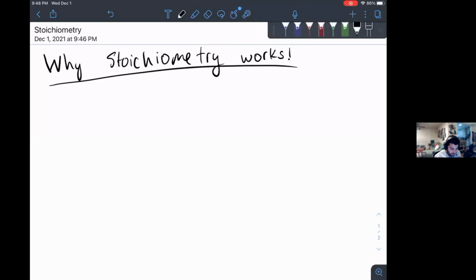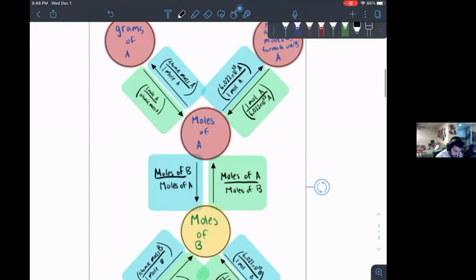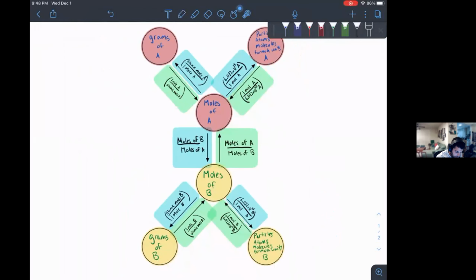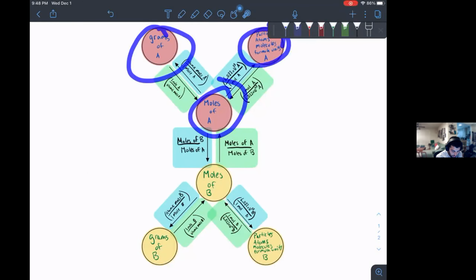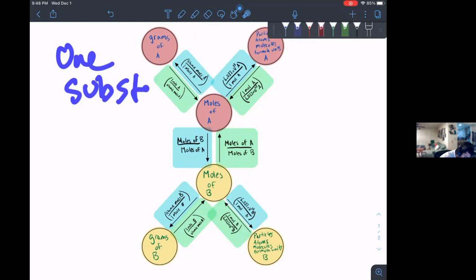So before we even get started, I want to take a look at our mole island diagram. That's something that you may have seen before. And you'll notice that we have a couple things like grams of a substance, moles of a substance, particles of a substance. You also have grams of a different substance, moles of a different substance, and particles of a different substance. So this diagram allows us to go from one substance to another.